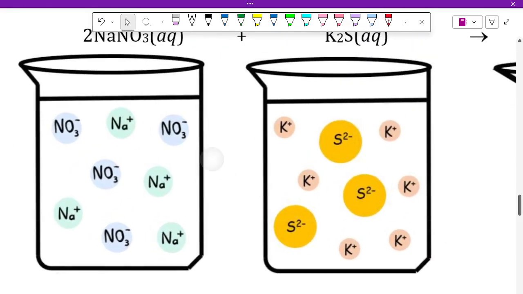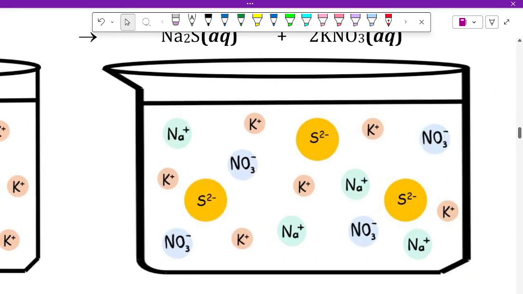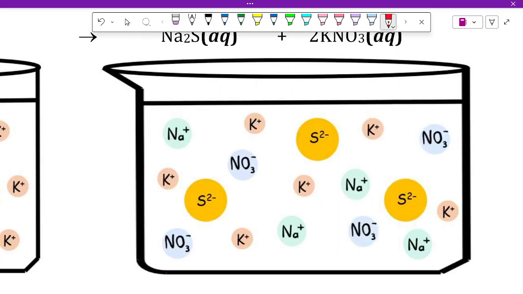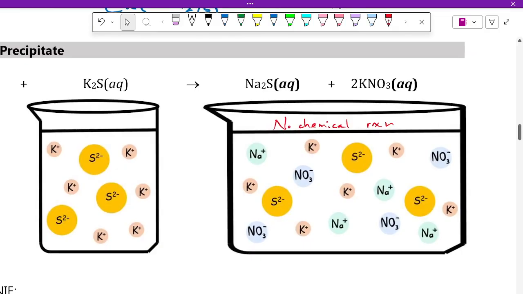So you see we have free floating ions and we have free floating ions, yes? What do we have at the end? Free floating ions. Was there a chemical reaction? No chemical reaction. What is wrong with this thing? I don't know what happened to my red thing. I've had to replace it. Anyway, there's no chemical reaction.